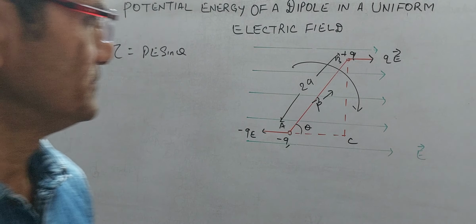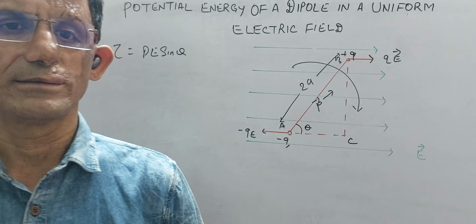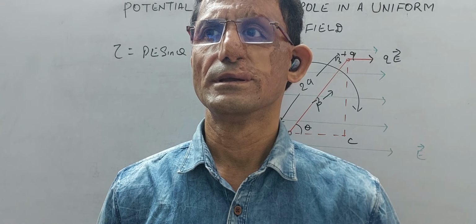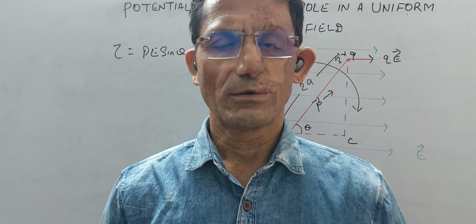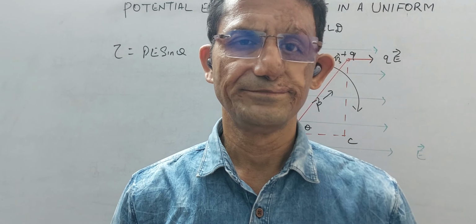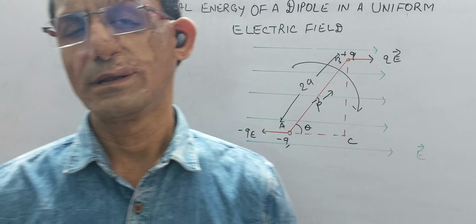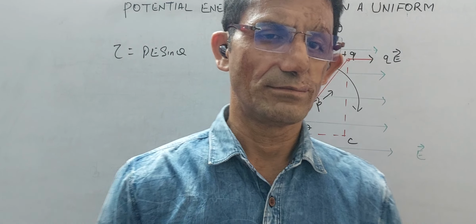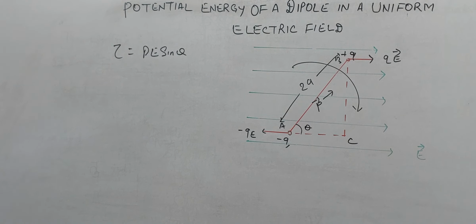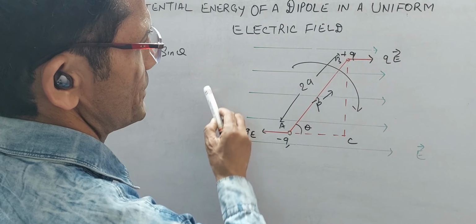Now our topic is potential energy of a dipole in a uniform electric field. What will be in this topic? We will cover the formula for the potential energy and the stable equilibrium position and unstable equilibrium position. Let us start. This is our uniform electric field.